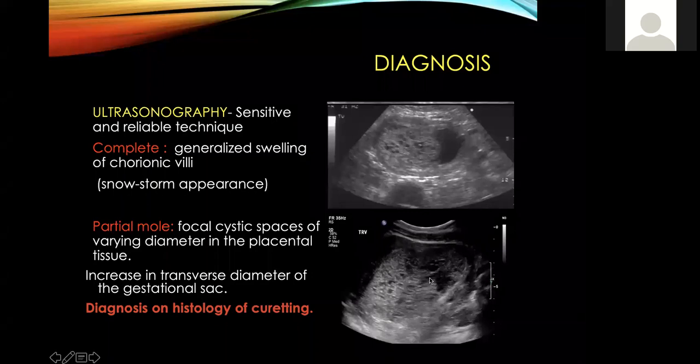And here you find that there is also a gestational sac which can be seen. So apart from the small spaces, you find an increase in the transverse diameter of the gestational sac. You need to confirm this diagnosis and do the treatment of such patients.